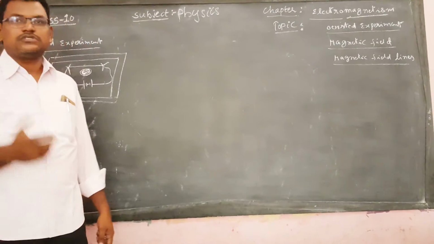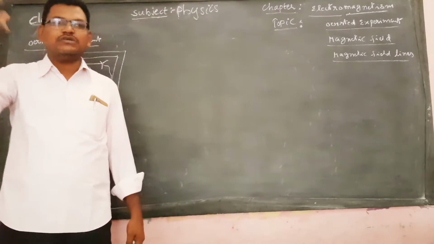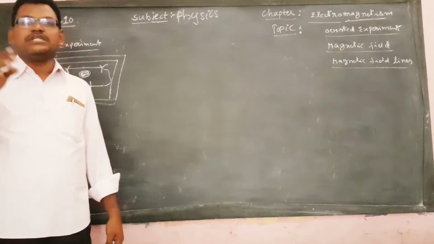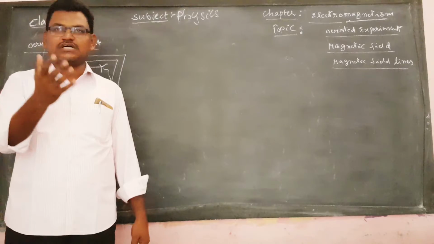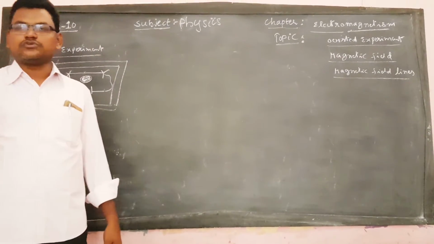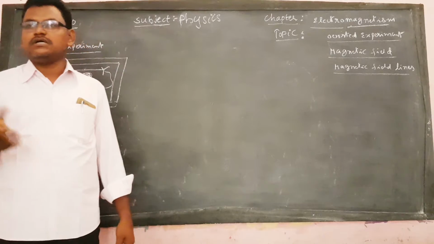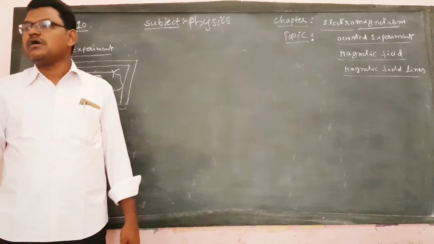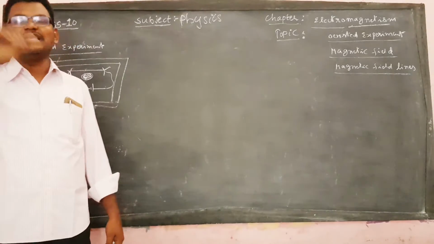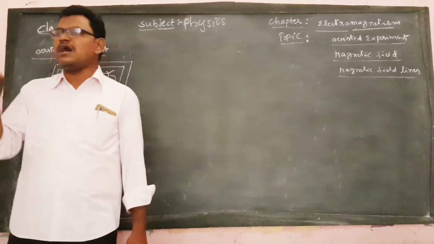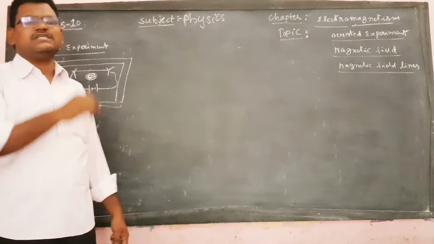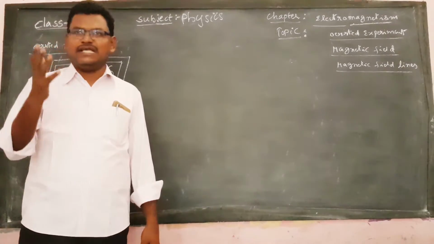Later, many scientists carried out experiments and invented different devices which are used a lot nowadays, like the electric motor, dynamo, etc. All these work depending upon the principle of Oersted, that is, the flow of current produces a magnetic field. Now let's see what the Oersted experiment is.